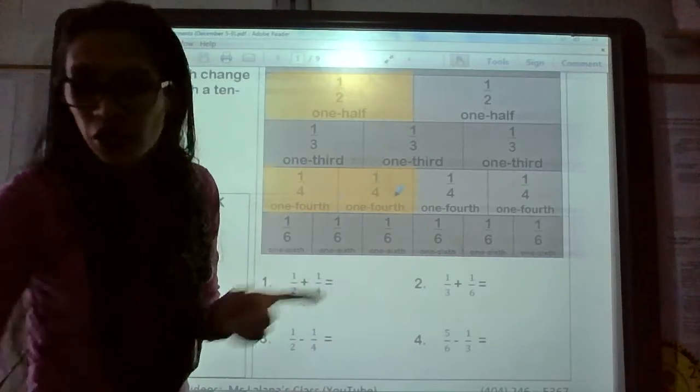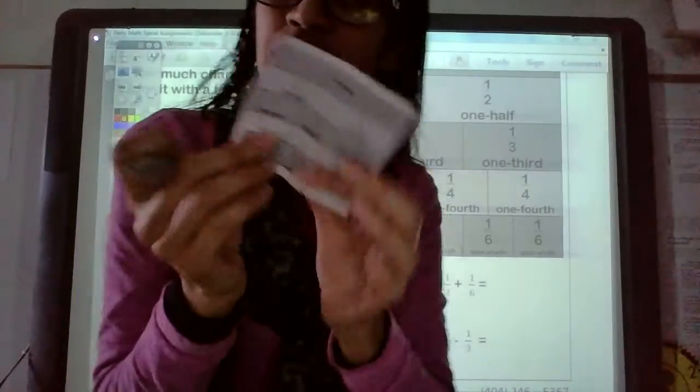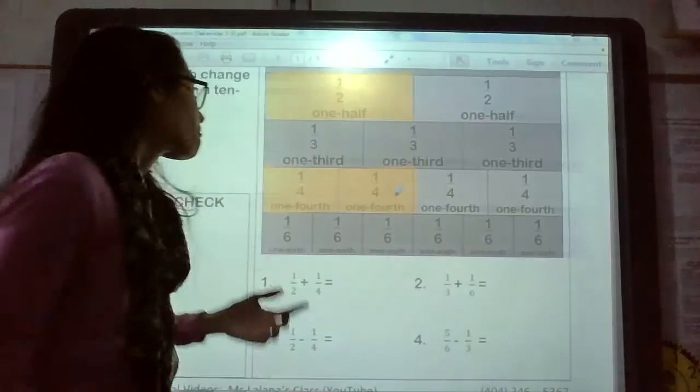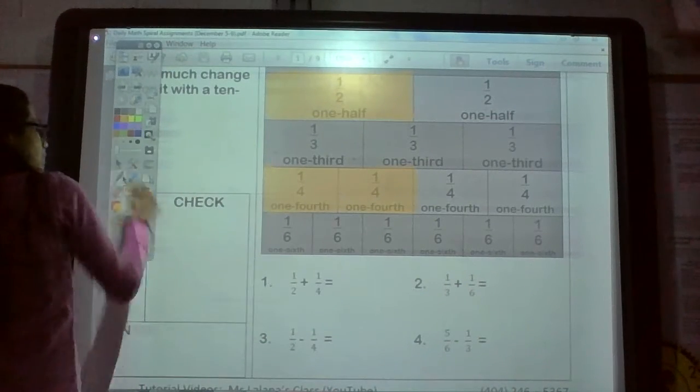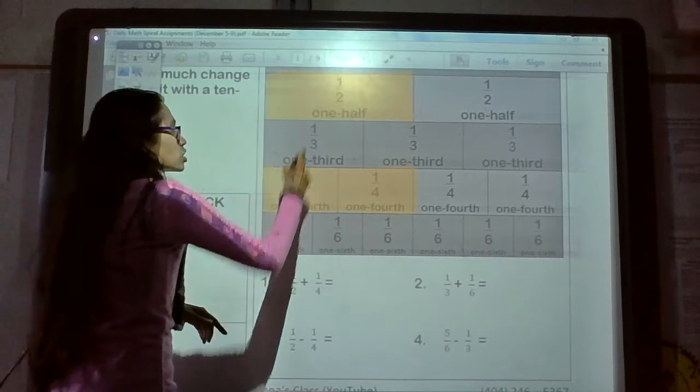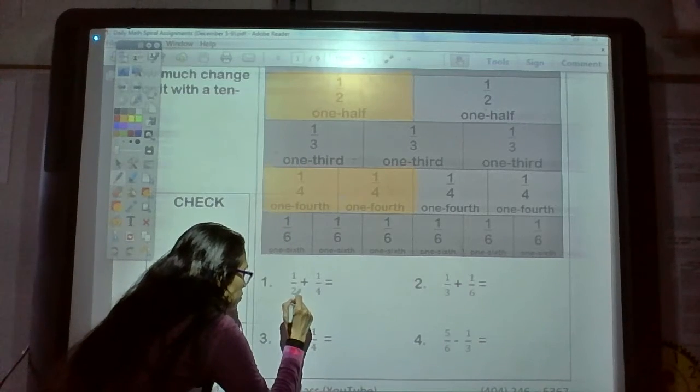So you can either color that or you can cut these out. And you can color these if you want to, okay? So I'm going to write down here that 1/2 is the same thing as 2/4 right there.